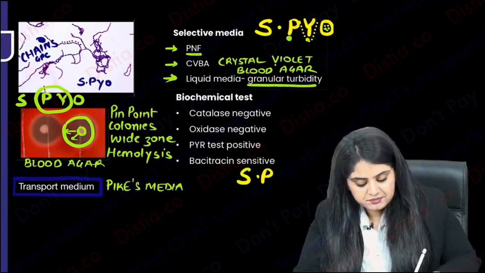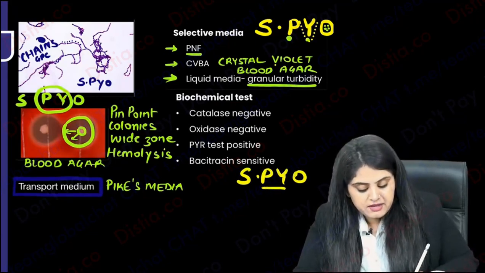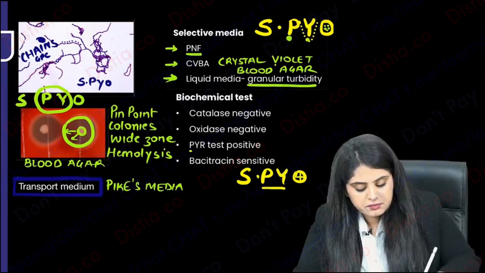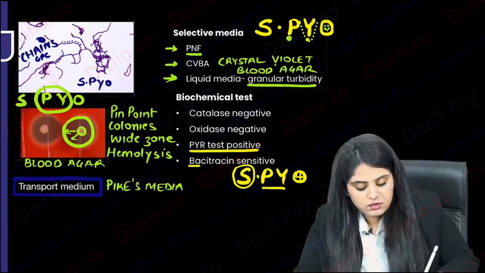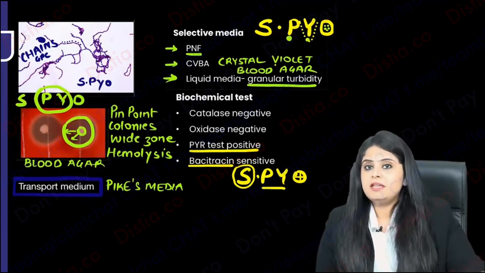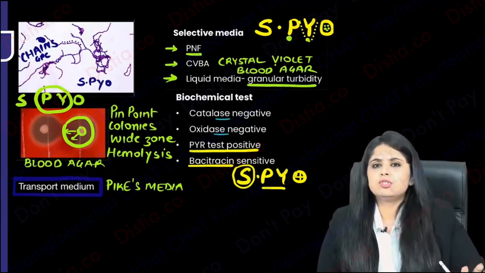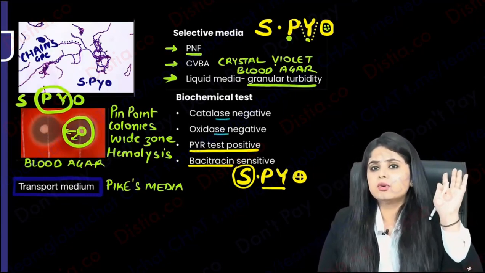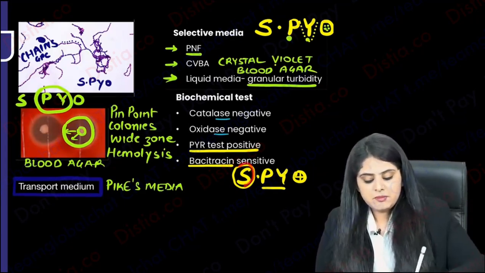Everywhere you're writing Streptococcus pyogenes, because this will tell you that it is PYR test positive. And is it sensitive to bacitracin or not? Yes, it is sensitive to bacitracin. So S for sensitive, PY for PYR test positive, and this I already know, that catalase and oxidase are nothing here, catalase is all the Staphylococcus story. This has nothing to do with catalase oxidase. For this you will remember bacitracin sensitive and PYR test positive.